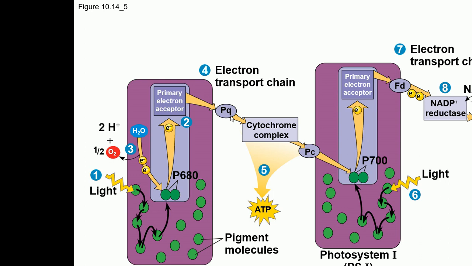These electrons are passing through this electron transport chain, and they're releasing energy, and that energy is being used to pump the protons from the stroma to the thylakoid space. As a result, a proton gradient is created in the thylakoid space, and these protons then flow back through the protein called ATP synthase. They flow from the thylakoid space to the stroma, and ATP is produced.